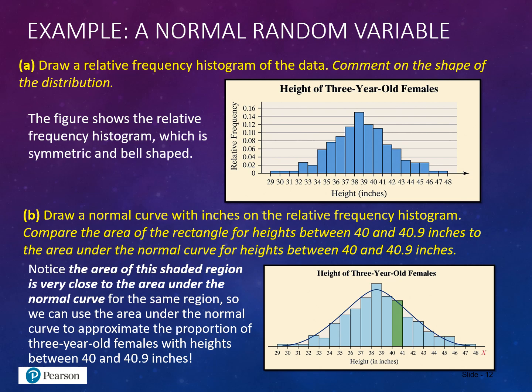So we can use the area under the normal curve to approximate the proportion of 3-year-old females with heights between 40 and 40.9. Remember, when we do the area under the curve, we have two interpretations: the proportion of people who have the characteristic, or the probability that if I randomly pick someone, they would have that characteristic. Those two interpretations.